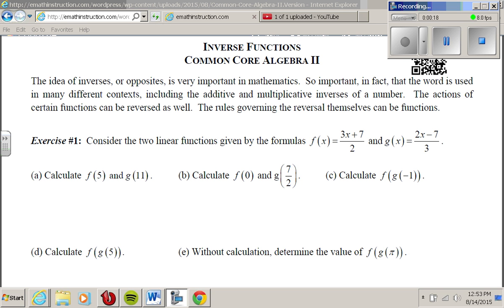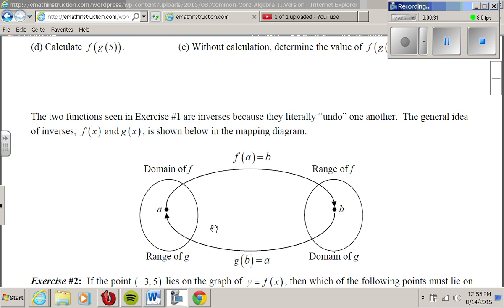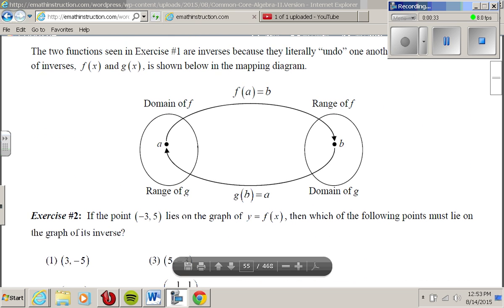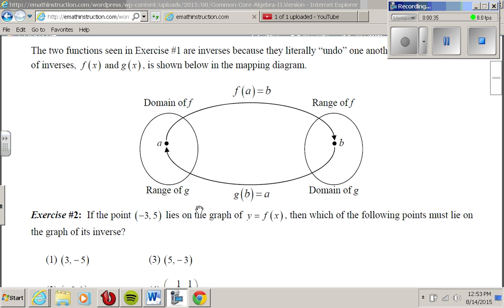Inverses is not something that's new for you. You've talked about inverses in algebra, so this should be somewhat review. And like I said, I'm going to be skipping around. So we are going to slide down to this portion here. All right, so I've got two functions here.